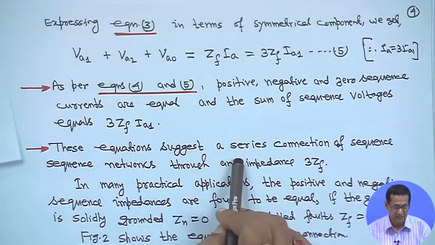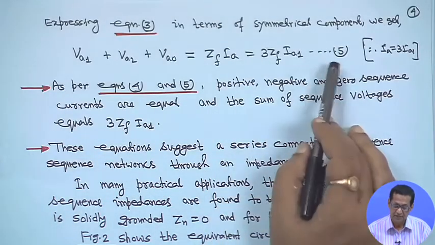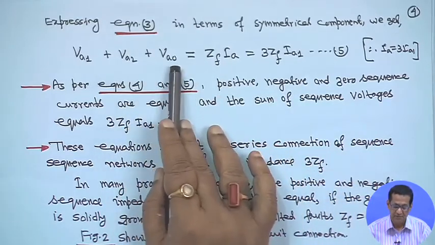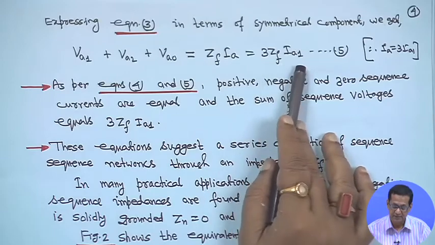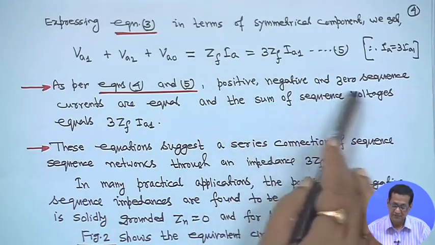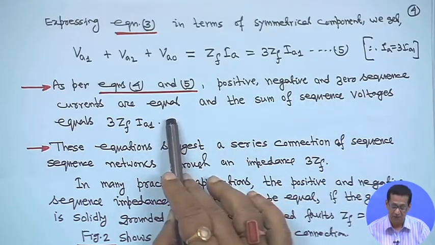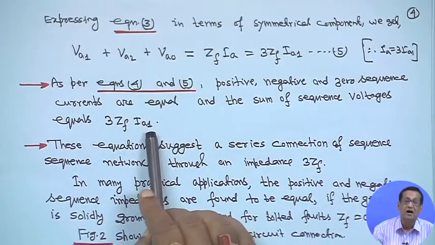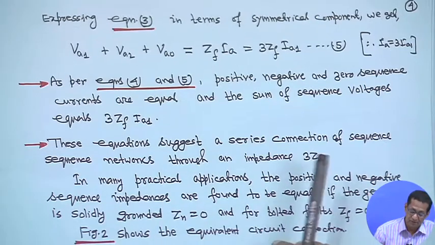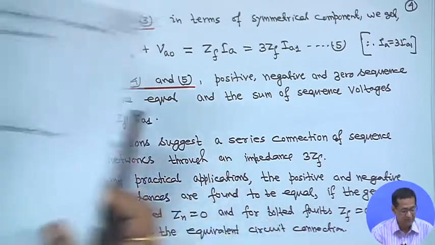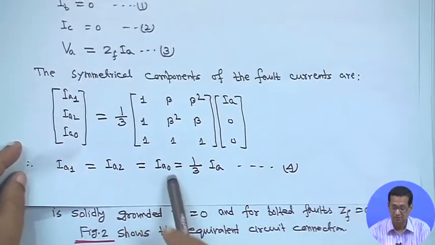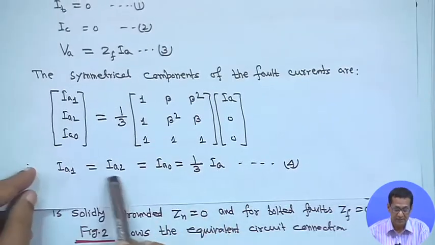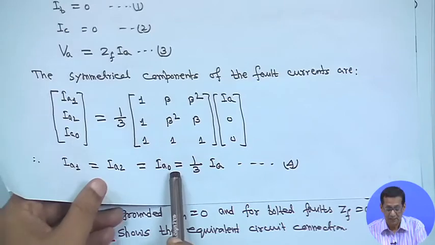That means, in equation 5, VA1 plus VA2 plus VA0 is 3 ZF into IA1. That means the positive, negative and zero sequence currents are equal, and the sum of the sequence voltages is equal to 3 ZF IA1. So, this equation, particularly equation 4, suggests that all your sequence currents are equal.